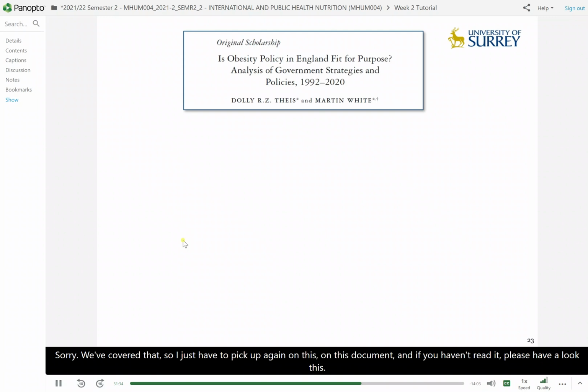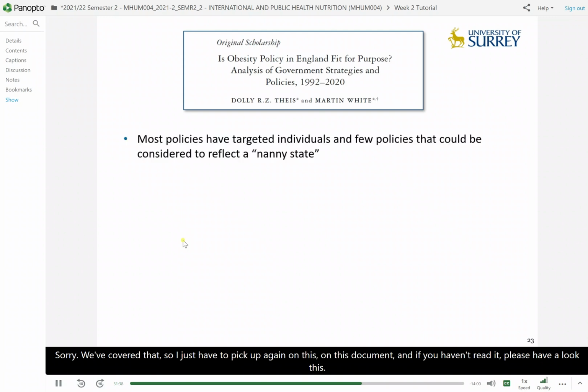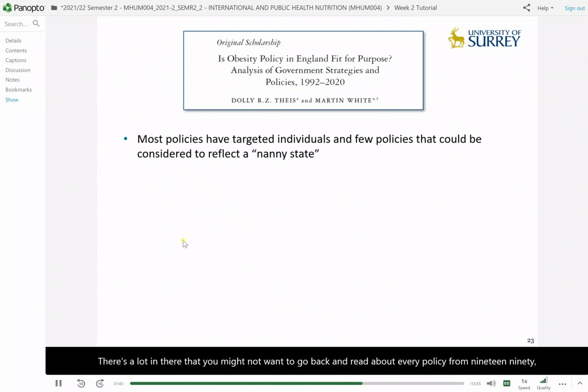So I just want to pick up again on this document, and if you haven't read it, please have a look. There's a lot in there, and you might not want to go back and read about every policy from 1990, but some of the more recent policies are covered, and it's quite useful. And what they have said is that a lot of the 14 policies over 30 years don't always look back and refer to what's happened before: what was successful, what worked, what didn't. So there's not so much learning between policies. Each time it's mentioned as if it's a new idea. And that's true regardless of whoever was in government at the time.